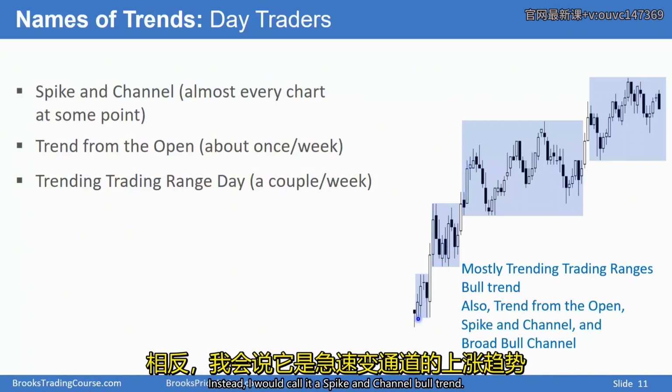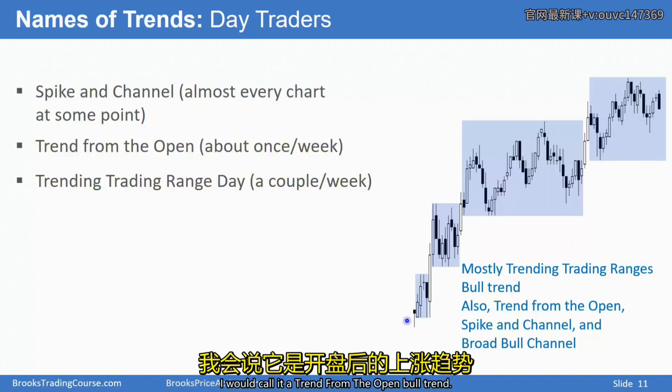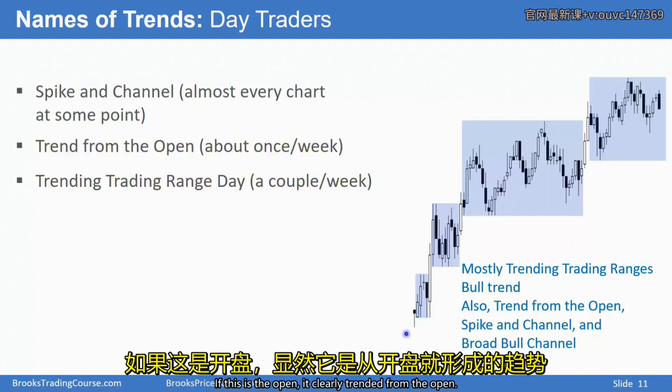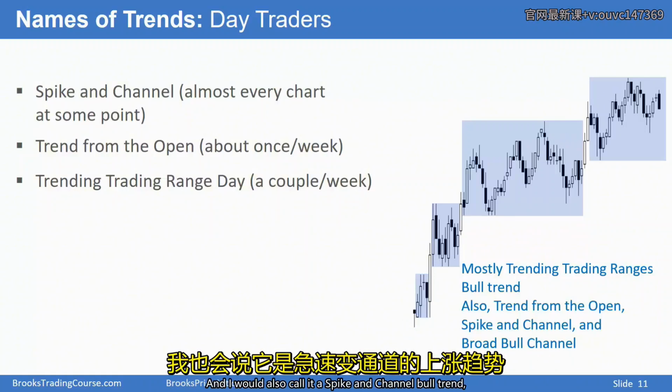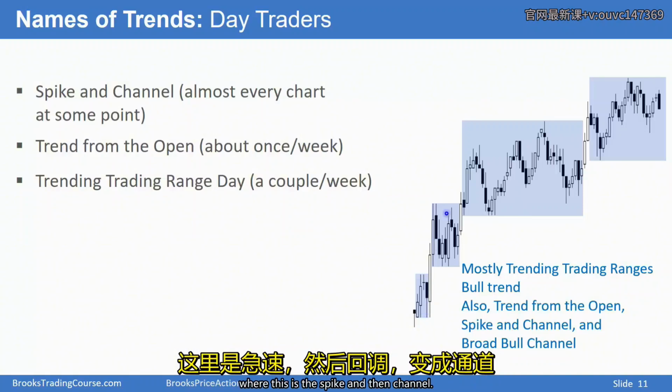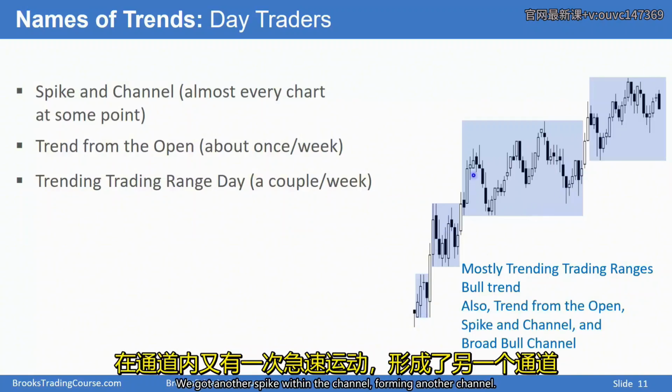I don't use that term, trending trading range day. Instead, I would call it a spike and channel bull trend. I would call it a trend from the open bull trend. If this is the open, it clearly trended from the open. And I would also call it a spike and channel bull trend, where this is a spike and then channel. We had another spike within the channel, forming another channel.